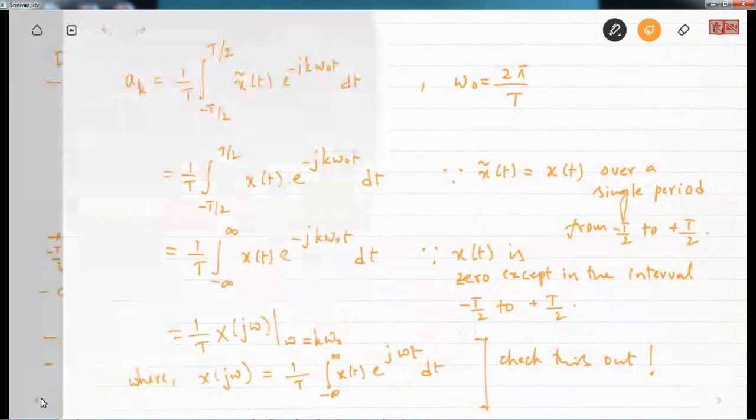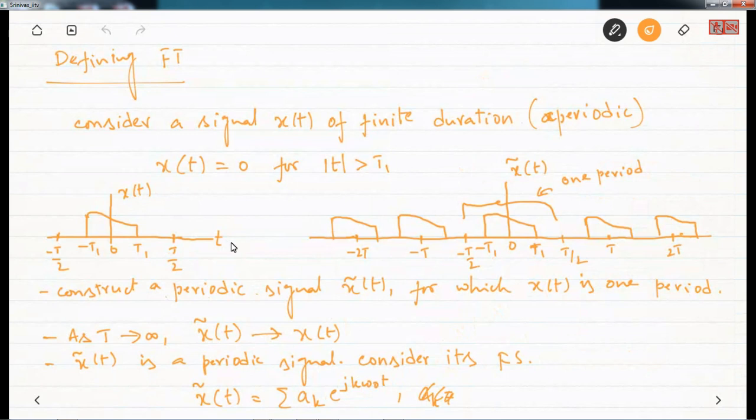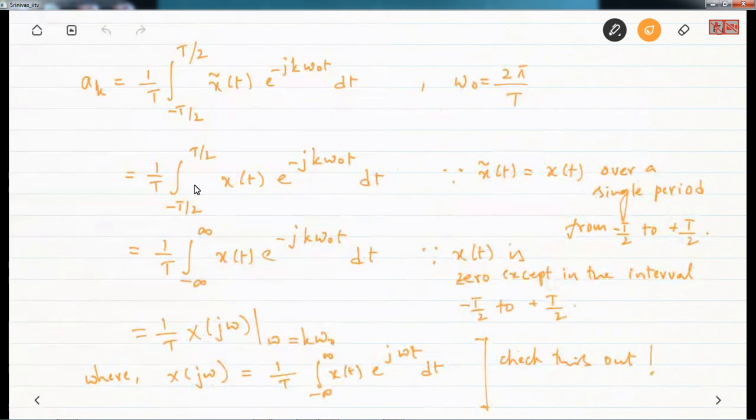So what we did was, we are given an x of t, and from that we constructed x tilde of t, which is a periodic signal, and then we were trying to compute the Fourier series coefficients of x tilde of t. So x tilde of t we want to express as summation ak e power j k omega naught t, and in that process we are trying to find ak.